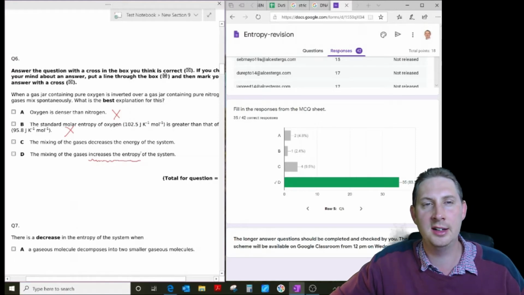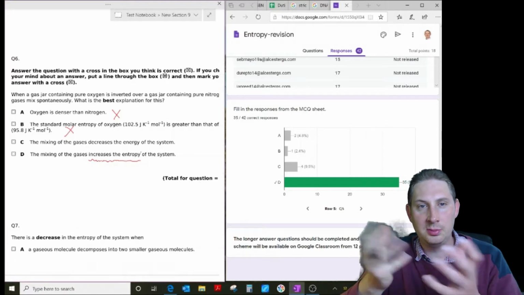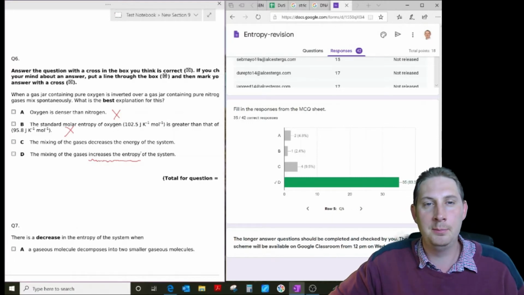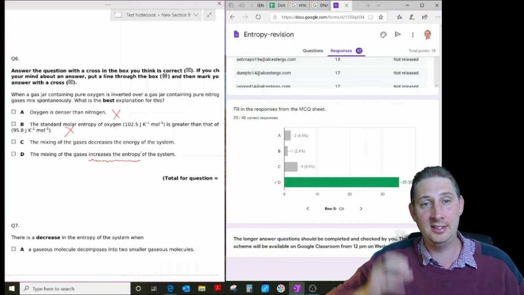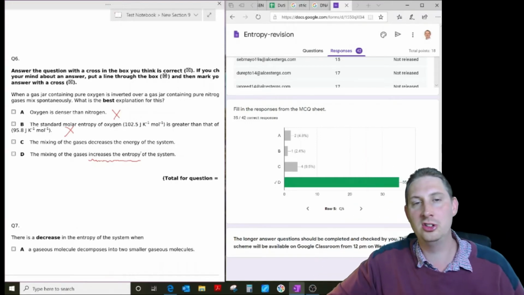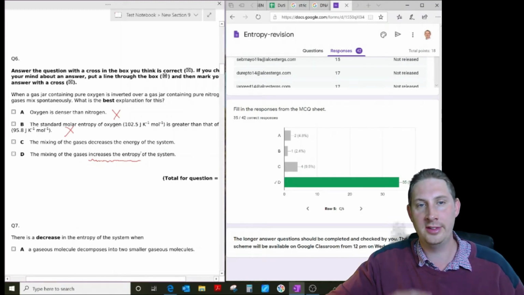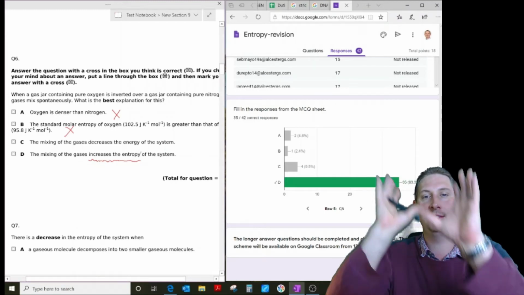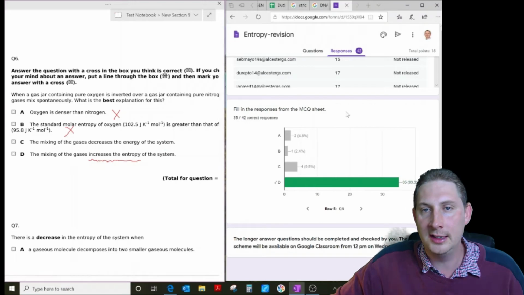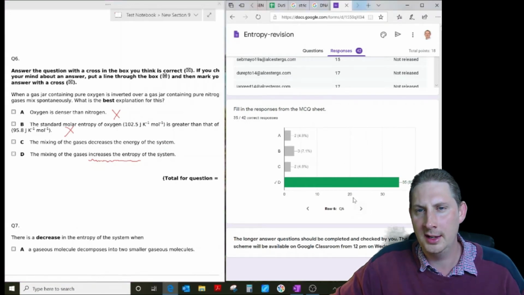And go back to that idea of the Smarties tube from the very first lesson. Why do those Smarties mix spontaneously? Well, it's just that there's more ways to intersperse the oxygen and nitrogen gas molecules than there are to have the oxygen in one part of the system and the nitrogen in the other part of the system. And again, 83% of you getting that right.